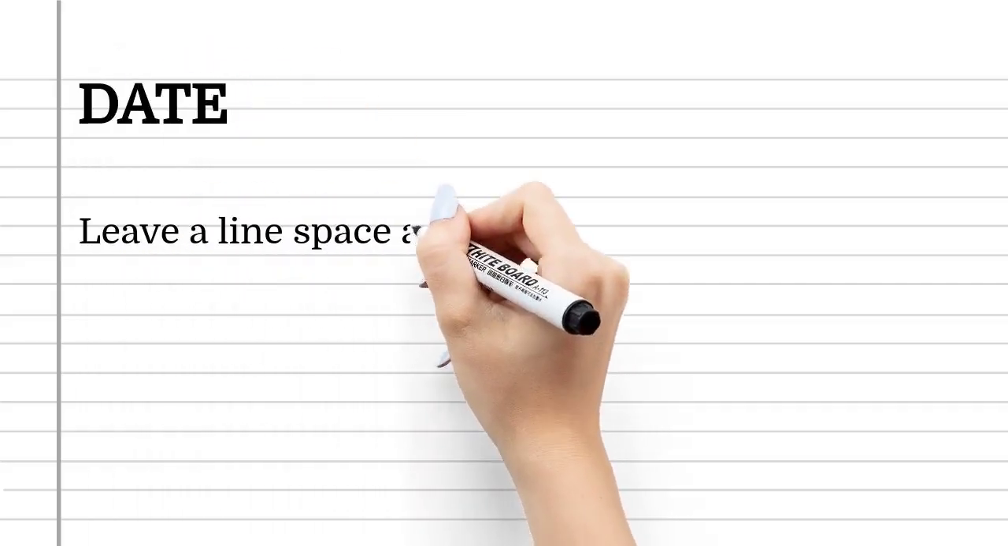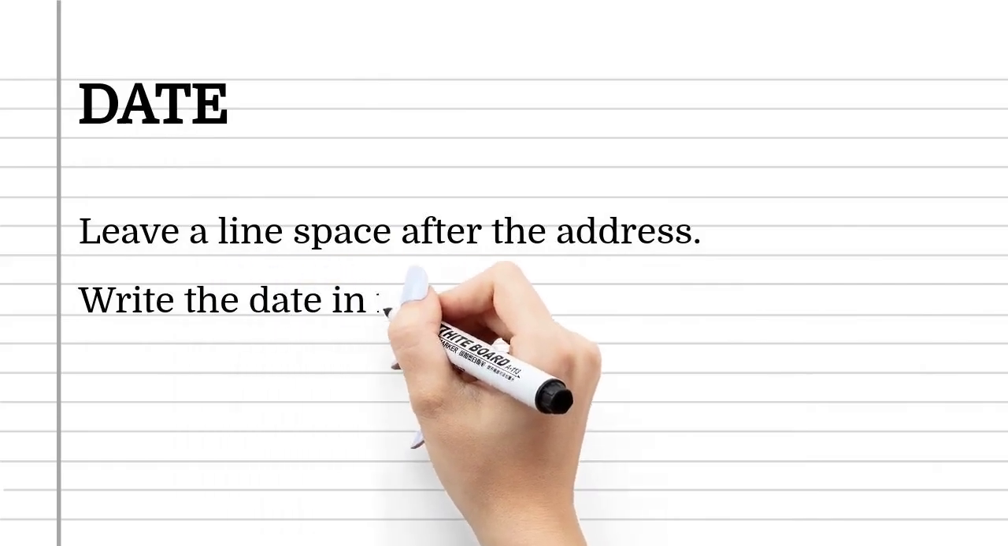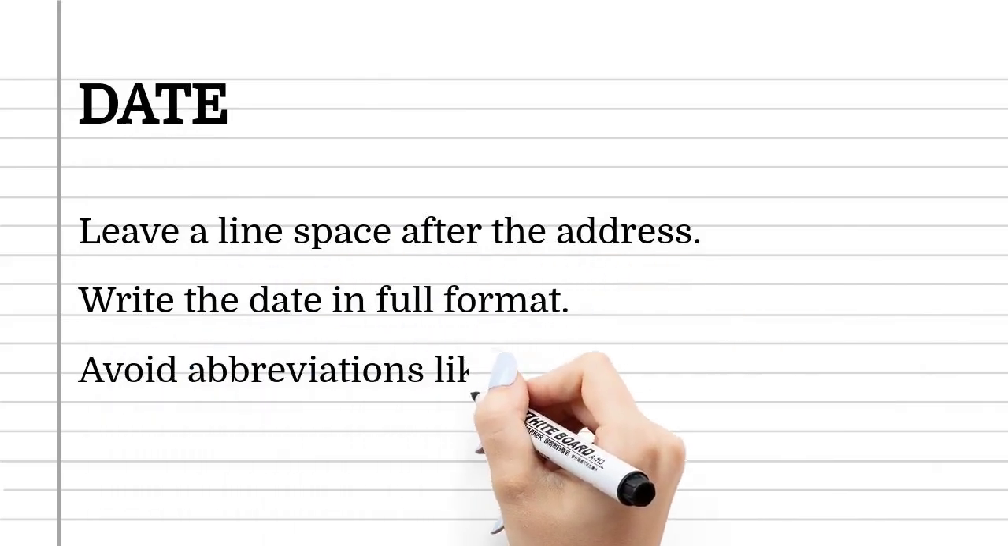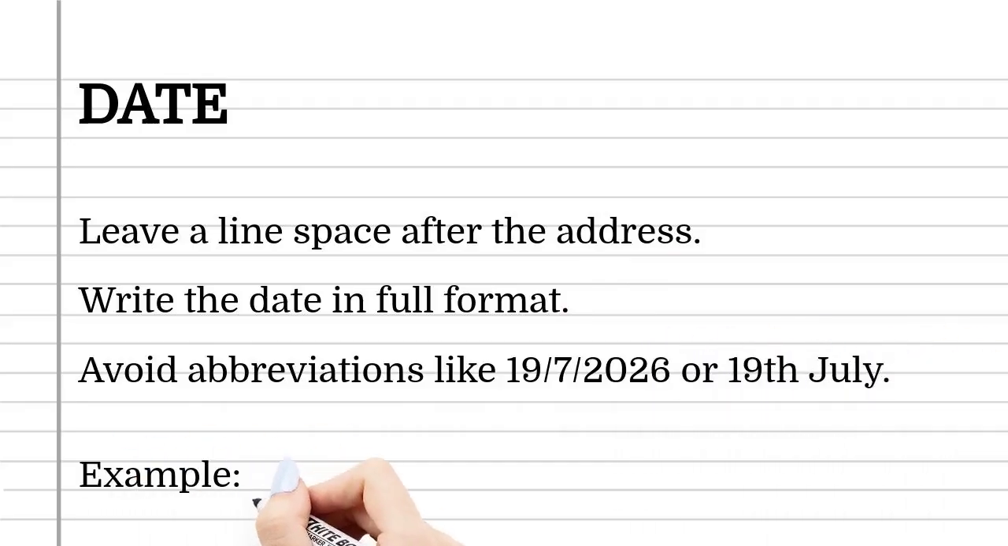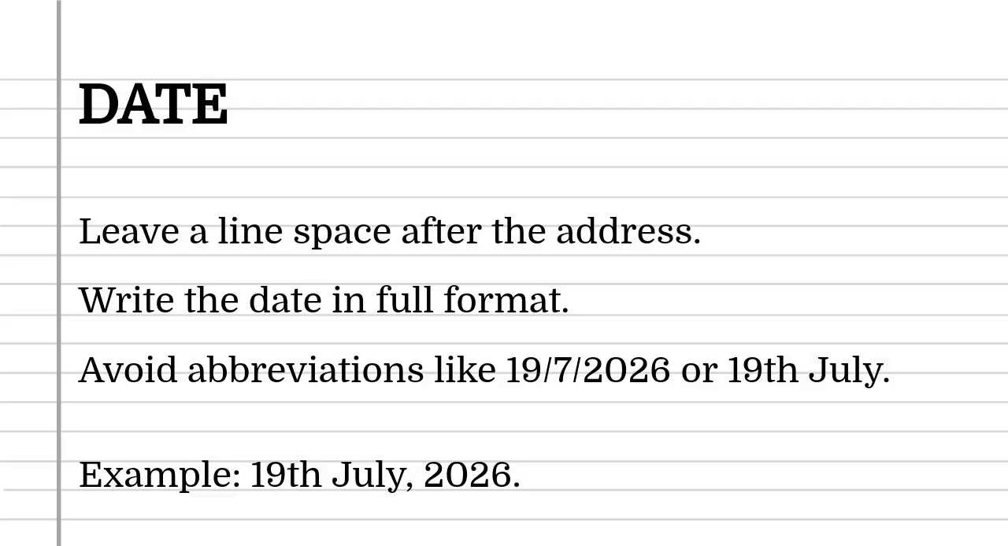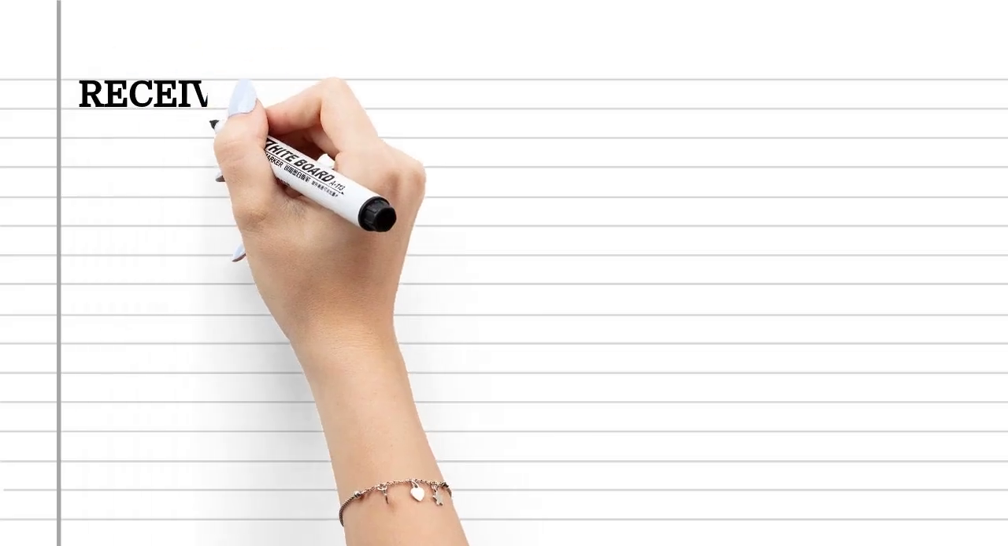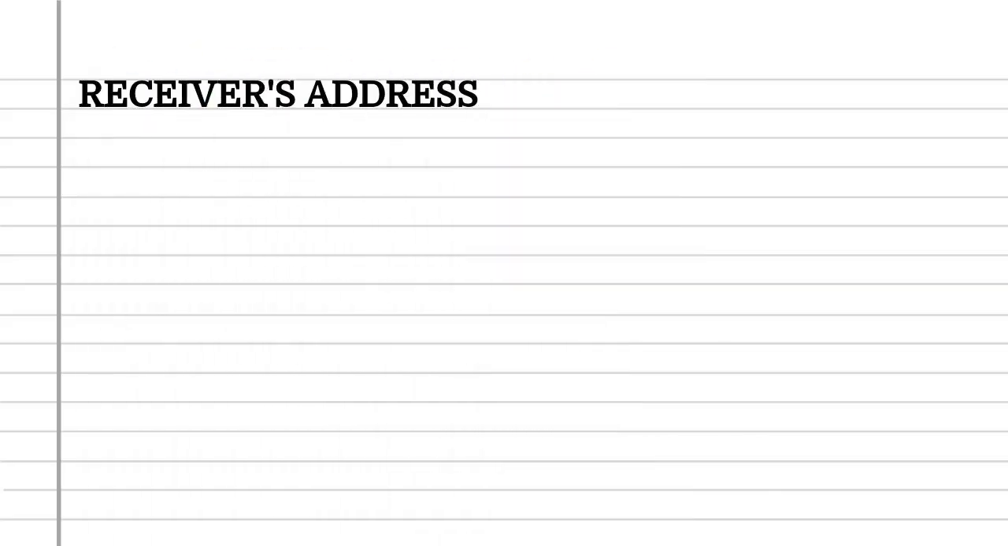Next is the date. Leave a line space after the sender's address. The date is written in full format. Avoid abbreviations like 19/7/2026 or 19th July full stop. The best way to write the date is 19th July, 2026 full stop.